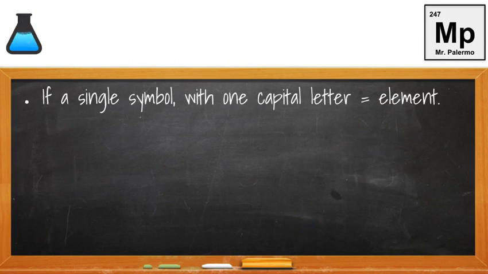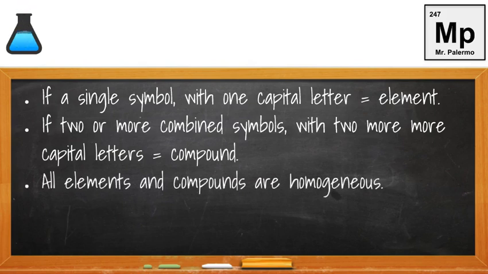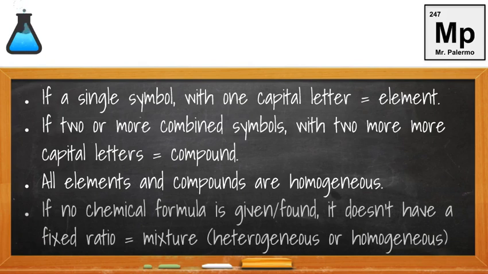A couple more important things. If a single symbol is present with 1 capital letter, that's an element. If there are 2 or more symbols combined with 2 or more capital letters, as we just saw in that last example, that's a compound. All elements in compounds are always going to be uniformly spread out, so they're all homogeneous. And if there's no chemical formula given or found, it doesn't have a fixed ratio, and therefore it has to be a mixture, either heterogeneous or homogeneous. So for example, dirt would be a good example of there's no chemical formula given, and therefore it's not a fixed ratio, and that would be a mixture.